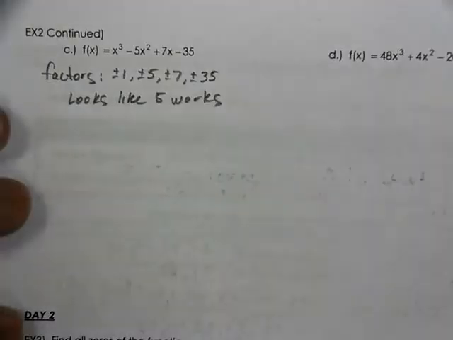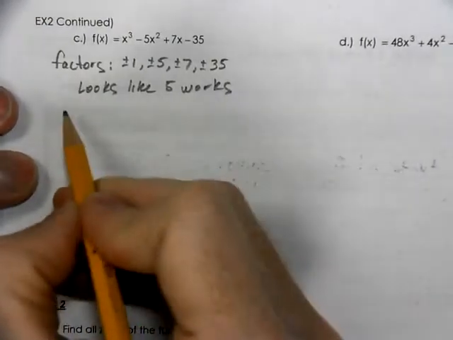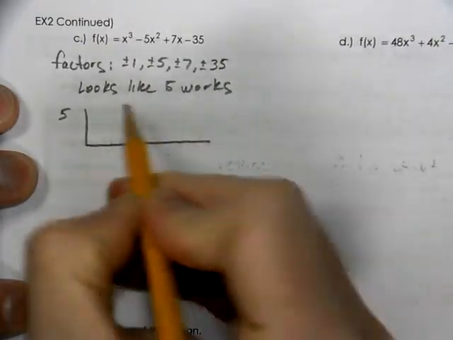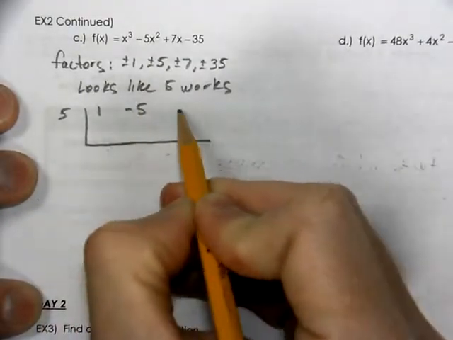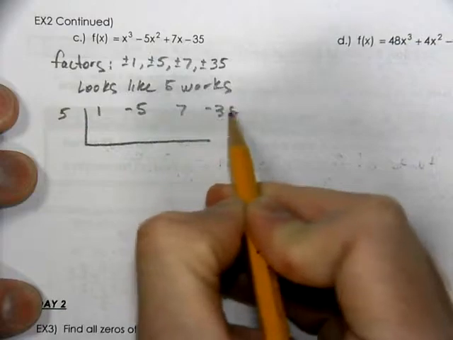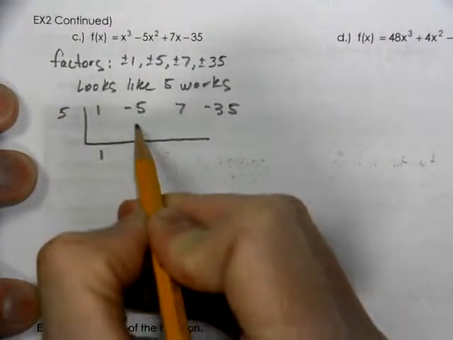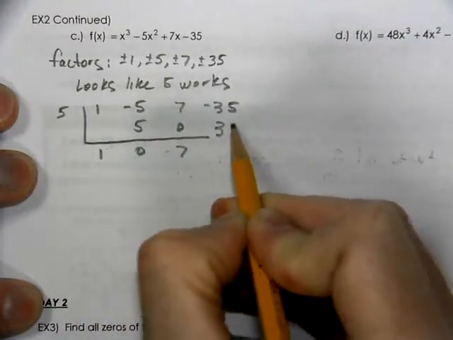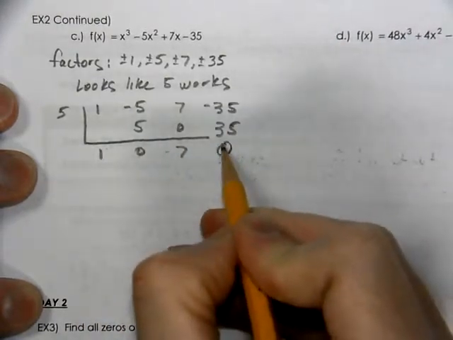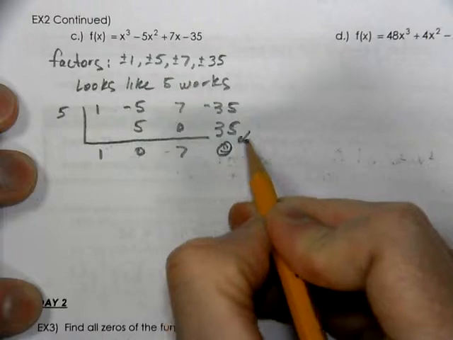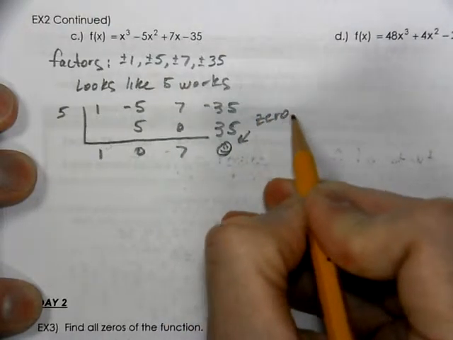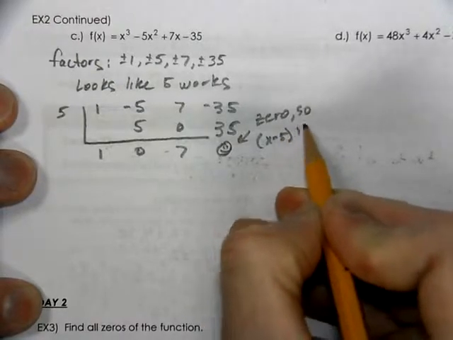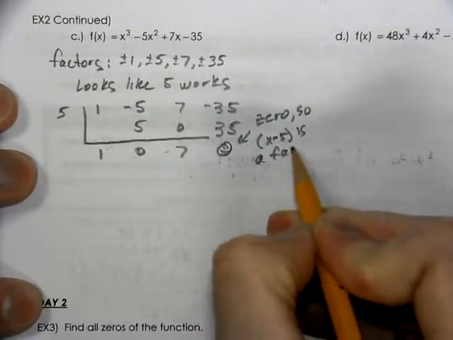Looks like 5 works. So we're going to take our 5, 1, negative 5, 7, and negative 35, multiply, and we get 0. This gives us 0, of course. So x minus 5 is a factor.